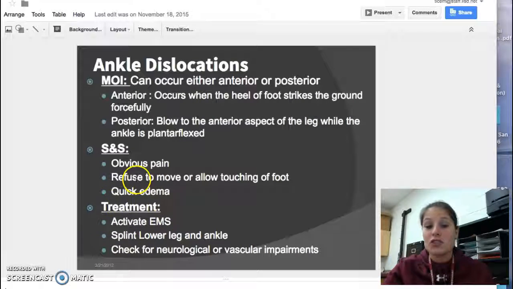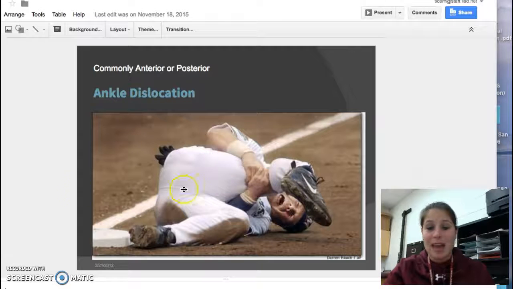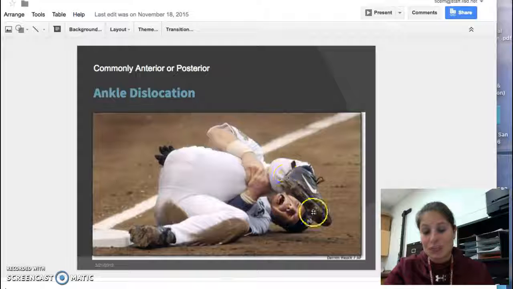So your treatment for this would be activate EMS, splint that area as best that you can. Make sure that you don't cut off circulation, and that they can still have the nerve fibers active, but you do need to get them to the hospital immediately. And here's our picture. His leg should not be pointing in this direction, okay? His ankle is dislocated.